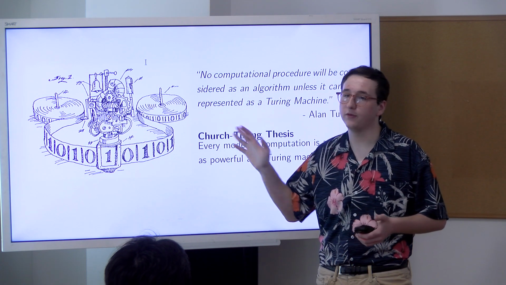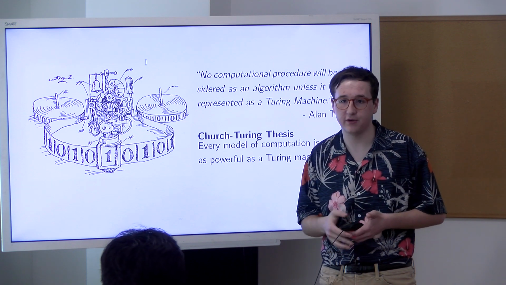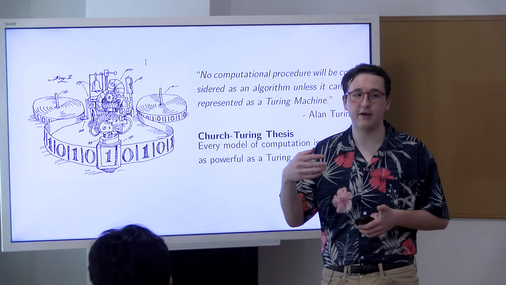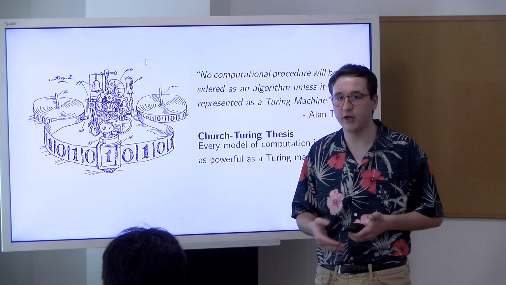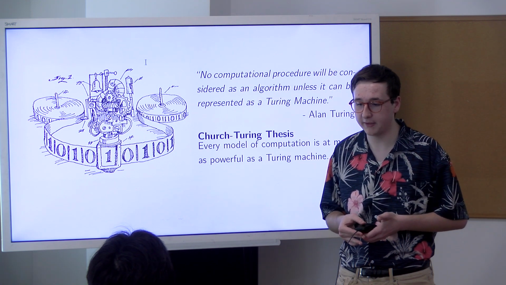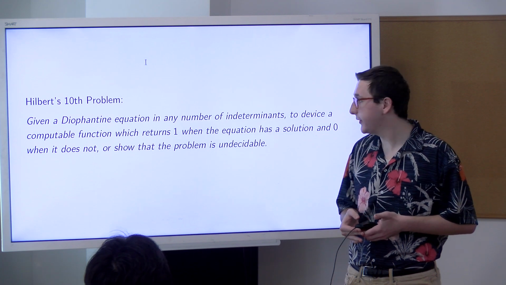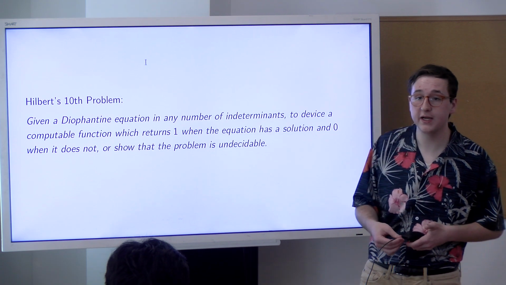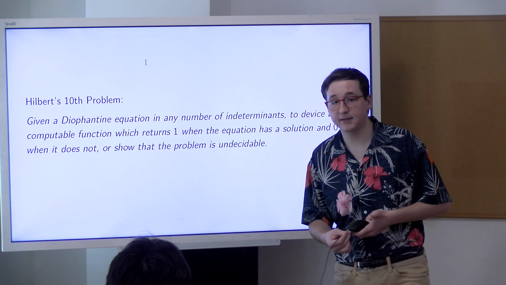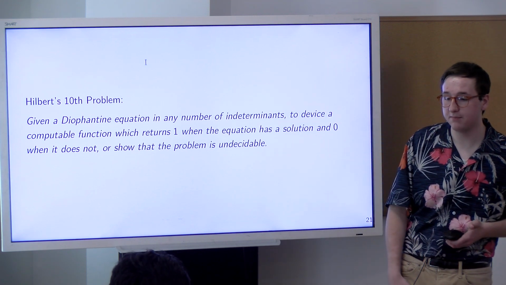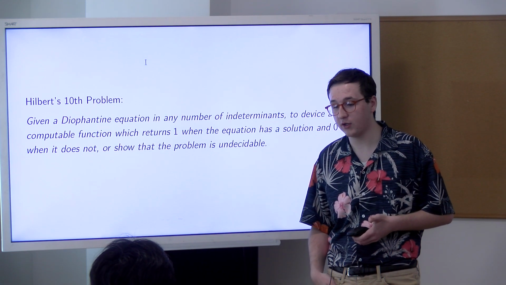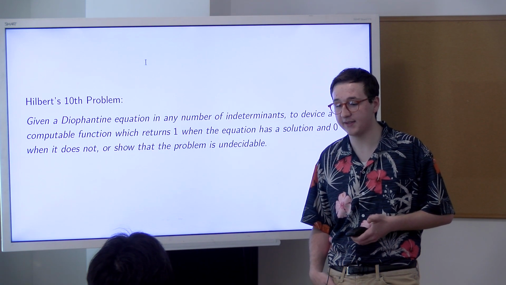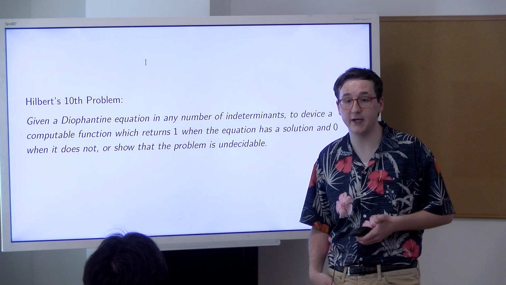The technicalities of a Turing machine are out of the scope of this presentation, but you all have an intuition for what an algorithm is, as we showed a few slides ago. That intuition is generally correct. So in the language of computability theory, Hilbert's 10th problem asks, given a Diophantine equation with any number of indeterminates, to devise a computable function which returns 1 when the equation has a solution and 0 when it does not, or show that the problem is undecidable.